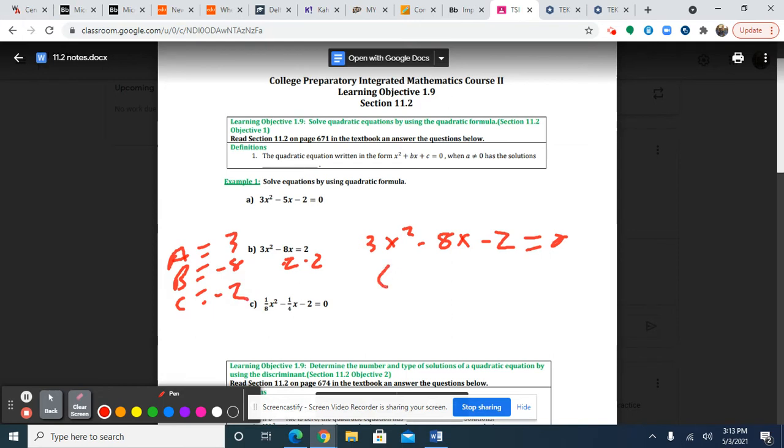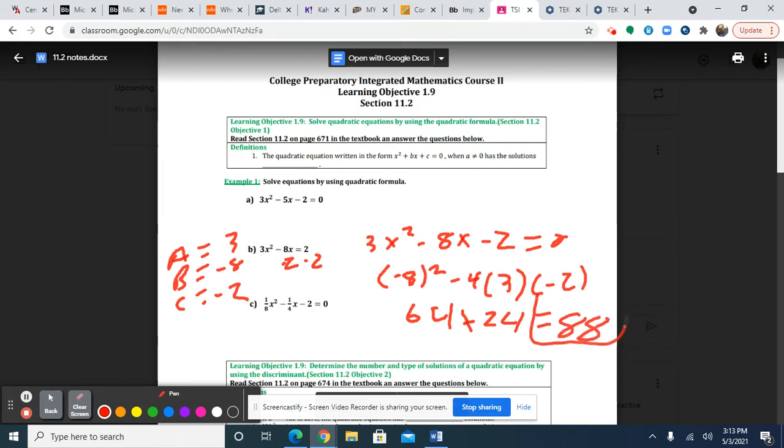So setting this up, we're going to have -8 squared minus 4 times 3 times -2. So -8 squared, -8 times -8 gives us 64. Then I'm just going to go ahead and do all that second part. So we're going to do -4 times 3 times -2, which equals a positive 24. So 64 plus 24 gives us 88 as our discriminant.